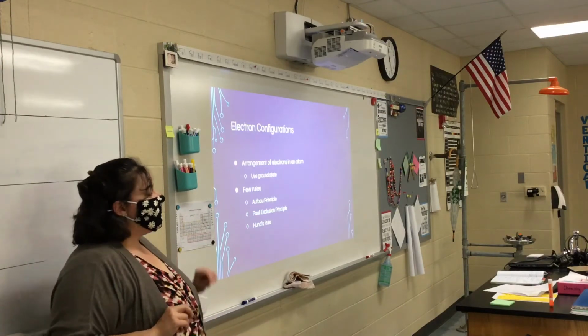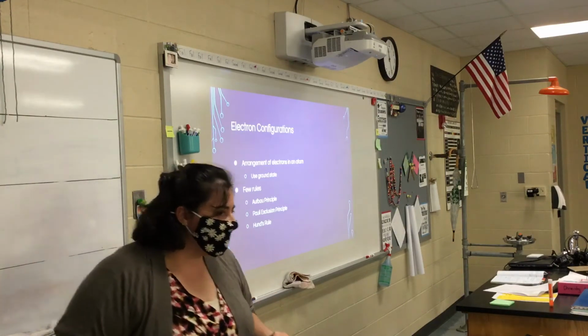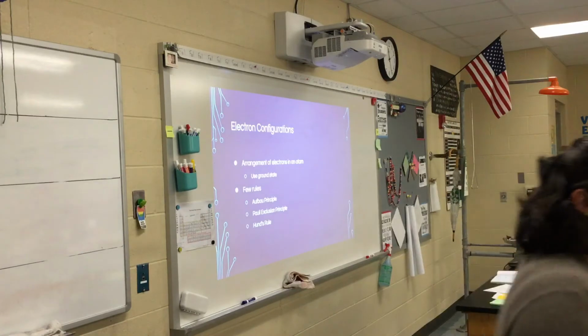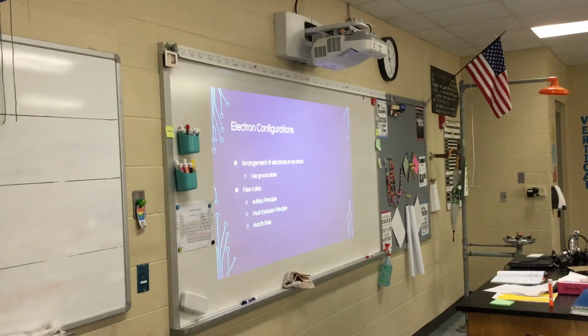However, before we can start actually writing electron configurations, there are a couple of rules we need to learn about, because we use these rules to help us write the electron configurations. So we're going to go over each rule. The first one is the Aufbau principle. The second one is the Pauli exclusion principle. And the third one is Hund's rule. And then we're going to write some electron configurations, quantum numbers, and draw Bohr models.